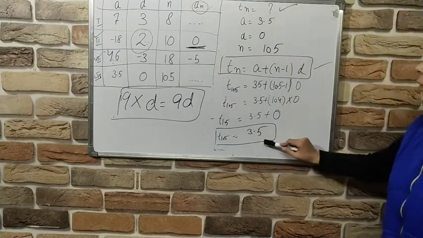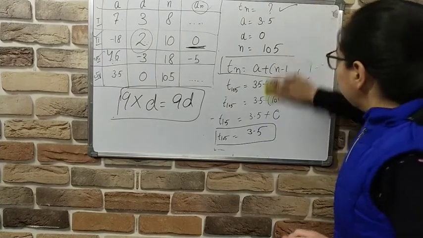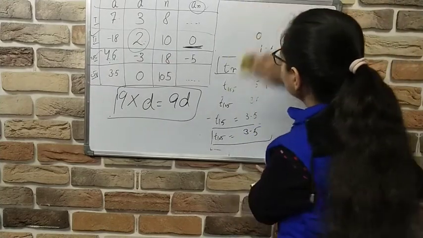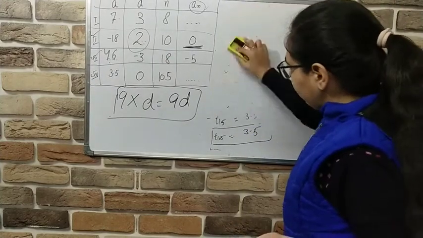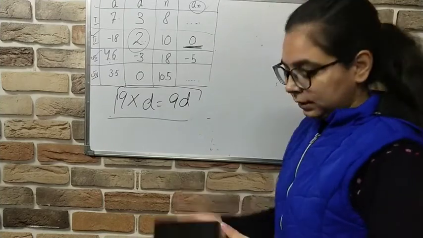Now An is 3.5. Okay guys, listen, I have something to tell you. Wait a minute, I'll just remove it, then I'll send it.